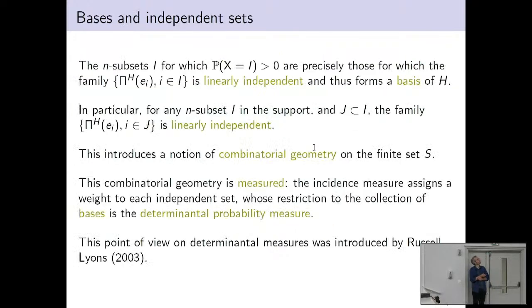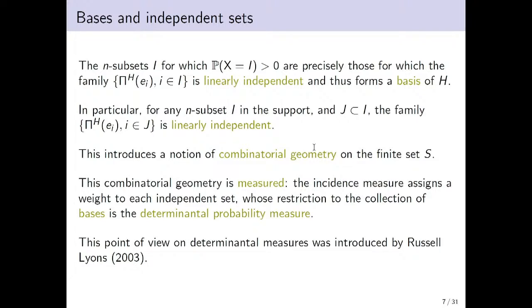Okay. So now let me move on gradually to these combinatorial geometries. If we're interested in the support of this measure, right? So in the discrete case, not all n subsets will appear. There are strong conditions. So the n subsets I for which the probability that X is equal to I is strictly positive.